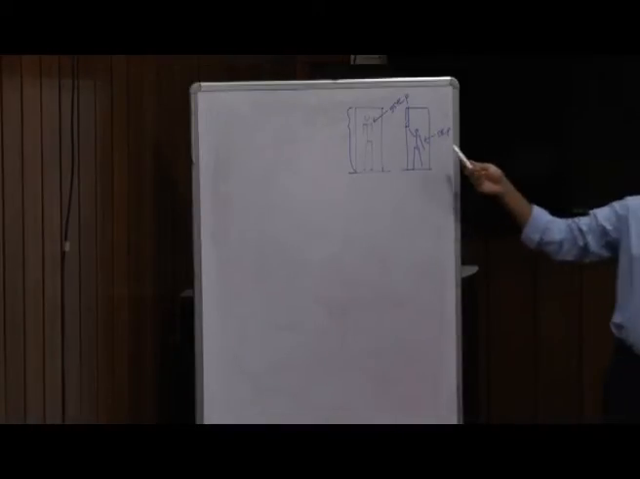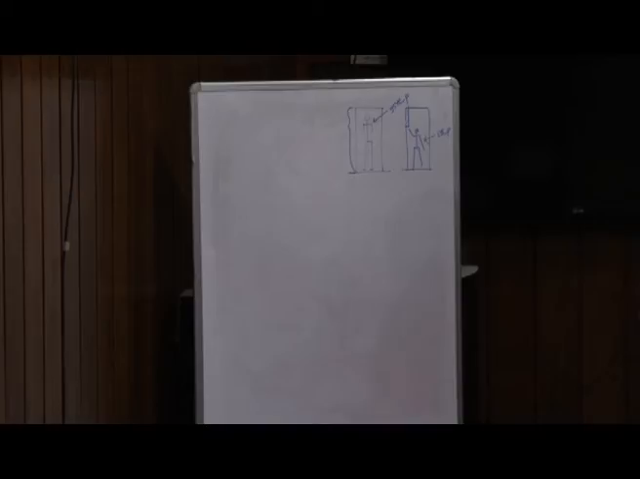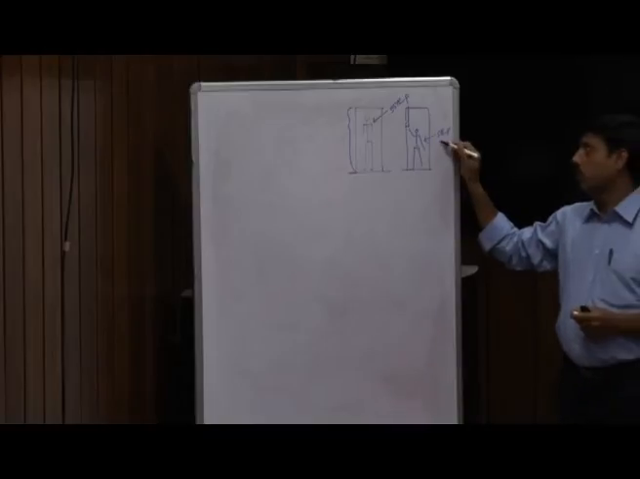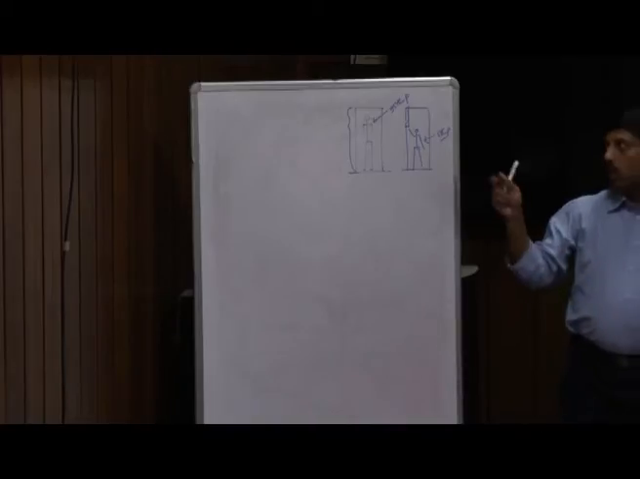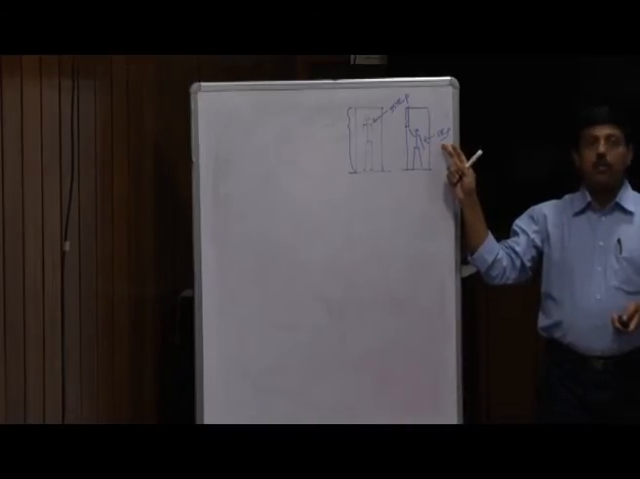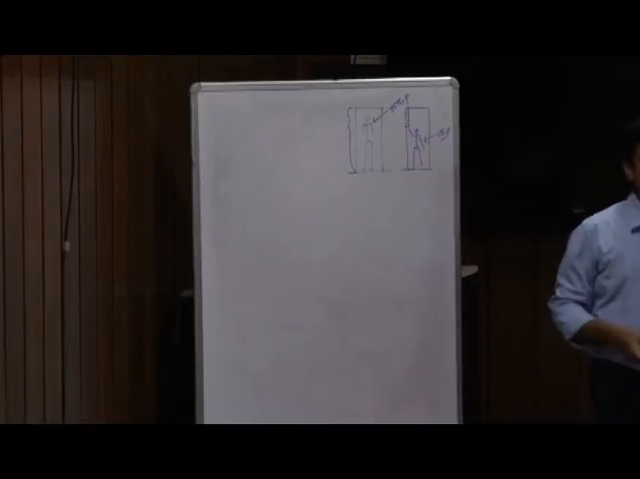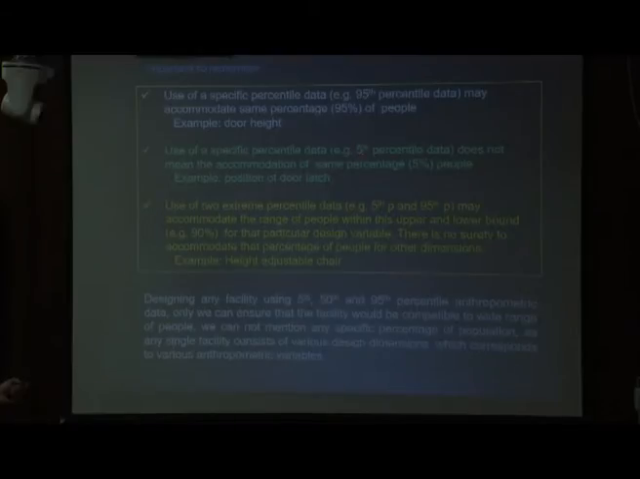While we are using the 5th percentile value, not only this 5% of the population, but the 95% of the population whose hand reach value is more than this 5th percentile value will be able to access this door latch. It means although we are using 5th percentile data of vertical arm reach for positioning this door latch, actually we are allowing 95% of the population to use the facility. So use of 5th percentile data does not mean that only 5% of people will be accommodated. It means using 5th percentile data actually accommodates 95% of the population.